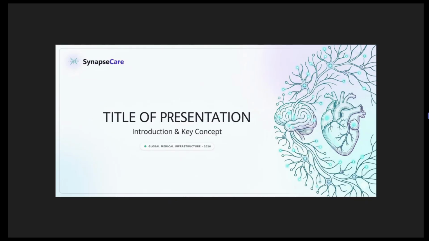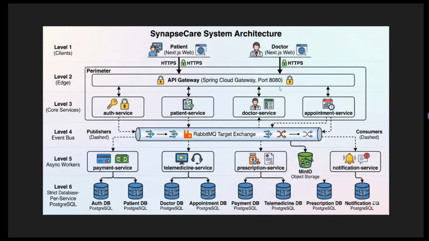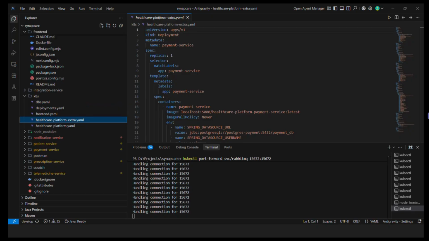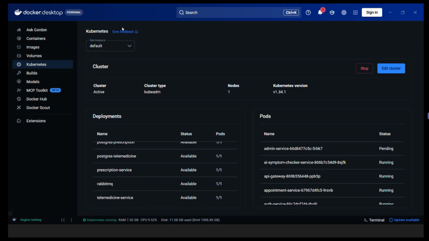So, moving on to our architecture. Our architecture is structured in 6 levels, starting from the front-end Next.js clients and Spring Cloud gateway at the edge to our internal microservices. We use a strict database per service pattern with isolated PostgreSQL instances to ensure maximum security and data integrity.